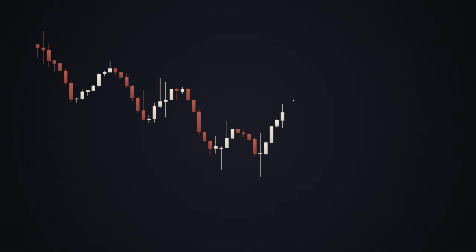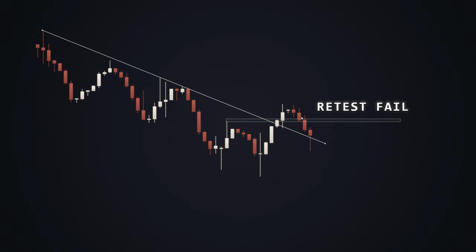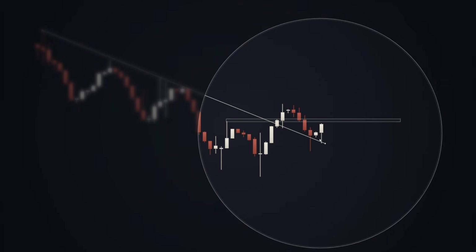So here, price breaks the diagonal line. Then it breaks the horizontal level. At this point, it looks like the setup is alive. But when price comes back to retest, the candle does not reject the level. It closes back through it. That close matters. It tells me the broken level did not flip. It did not turn from resistance into support. The market did not accept the break.